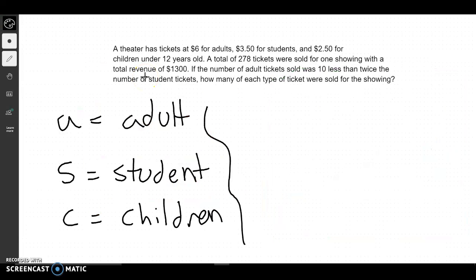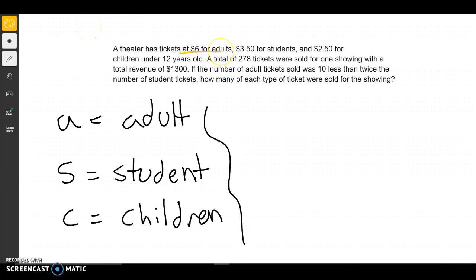Okay, so here's a second problem. A theater has tickets at $6 for adults, $3.50 for students, and $2.50 for children under 12 years old. Instantly I can look and say, oh, I have three variables again. I have adults, which is how many tickets they'll want to know for those. I'll have how many tickets they want to know for students, and how many tickets they'll want for children.